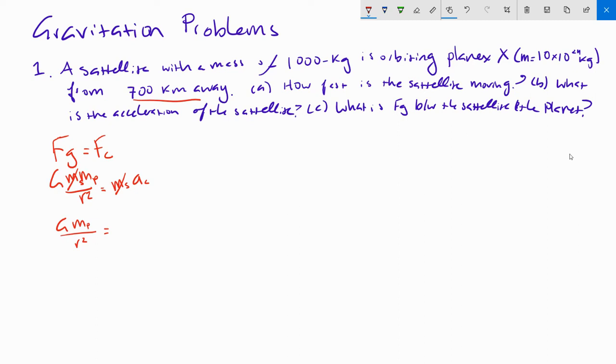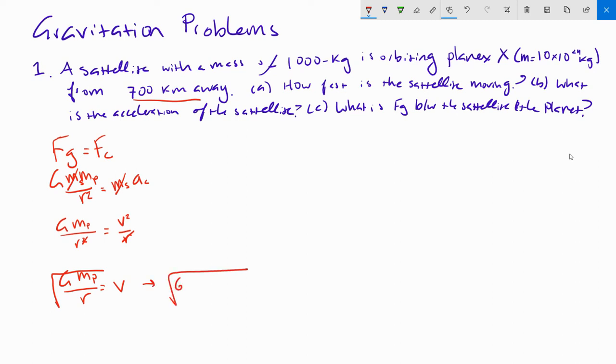Now, the formula for centripetal acceleration is v squared over r. We're looking for v in part A. Let's simplify this, cancel out that r, cancel out that squared, so I'm going to be left with G, the mass of the planet, over r is equal to v squared, so I'm just going to square root that, so it's just v. And then let's plug in some values.